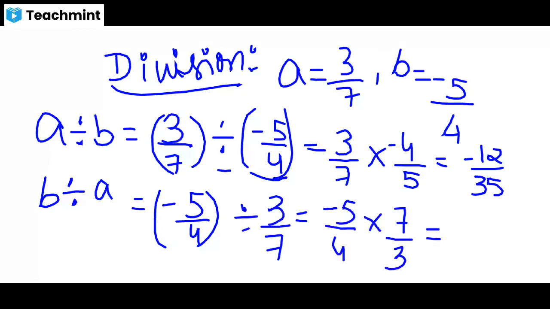Very good. Now what I get? Minus 5 into 7, that is minus 35 by 12, ma'am. Now if you see, are they equal, A divided by B, is it equal to B divided by A? No, ma'am. Therefore, A divided by B is not equal to B divided by A.